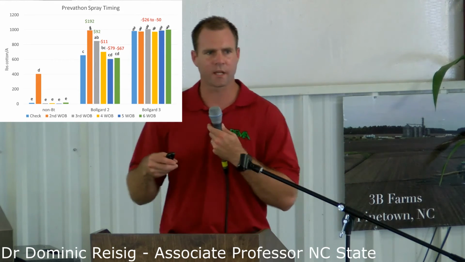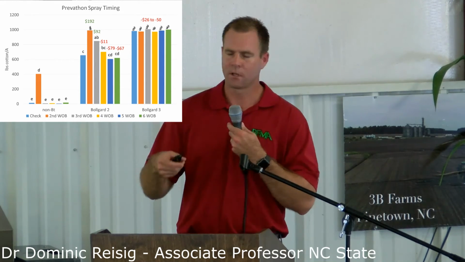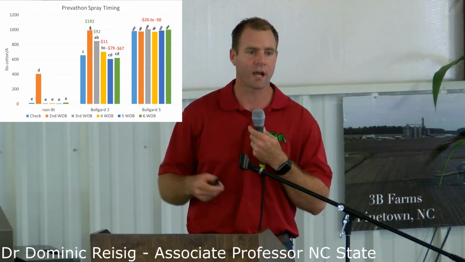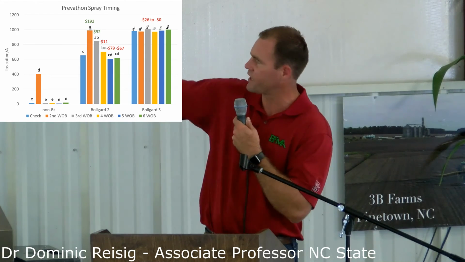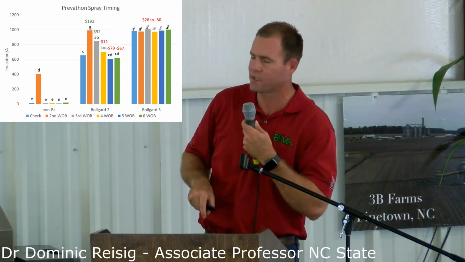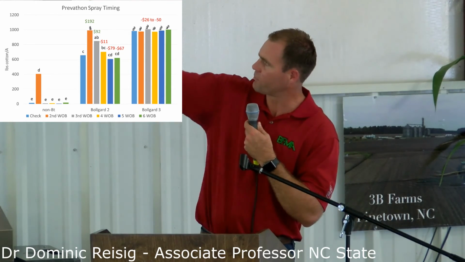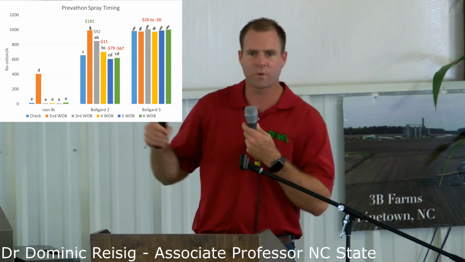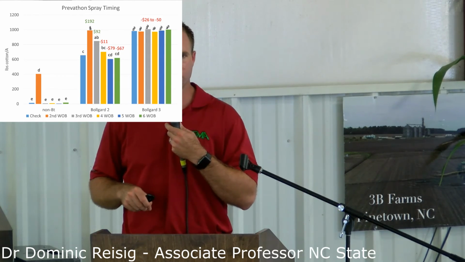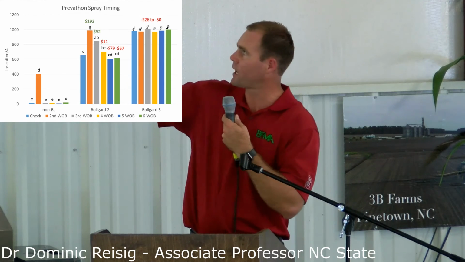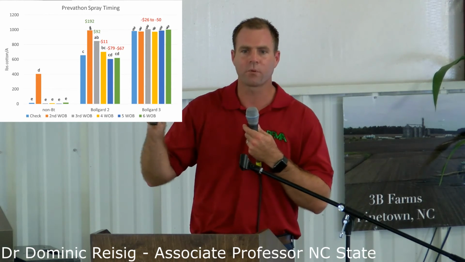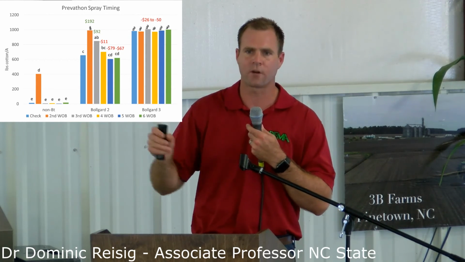And this is where we sprayed a chemical called Prevathon. When we sprayed based on eggs, which was in the 2nd week of bloom, that's where we had our highest yields and highest net returns. That's that tall bar that you see there with Bolgard 2 in the red. Notice what happened when we delayed our spray by a week or 2 weeks. We lost money on our cotton at some point. So it's very important that we make sure those sprays are there and they're there early.